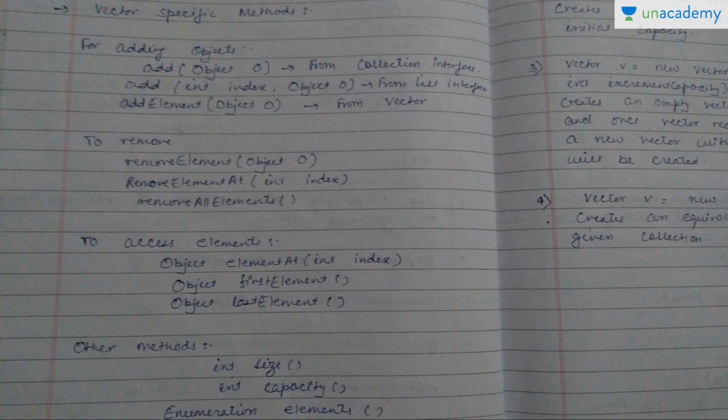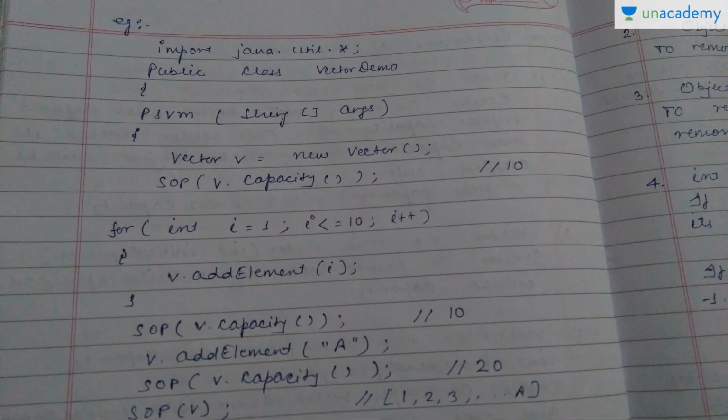Now we'll see a small example over vector. So this is the example. Import java.util.*. Then we have written public class VectorDemo. Inside that we have a main method, public static void main(String args[]). Now we have created a vector object with the statement Vector v = new Vector().